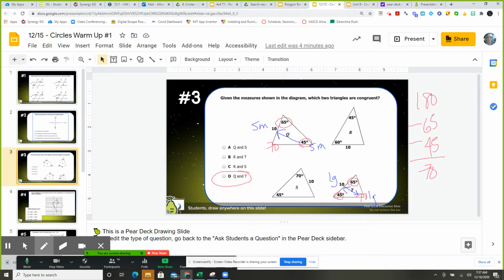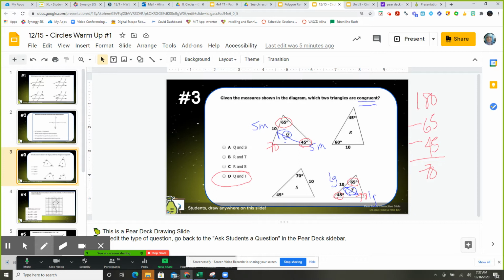So even though it is so tempting, and honestly, I do this too, it's 65 and 45, 65 and 45, they match. That means angle, angle. That means they must be similar, right? The problem is that 10. So that 10 is there for a reason. It's opposite the 45. So that's the small side in Q, and it's the large side in T. Those triangles cannot be congruent.